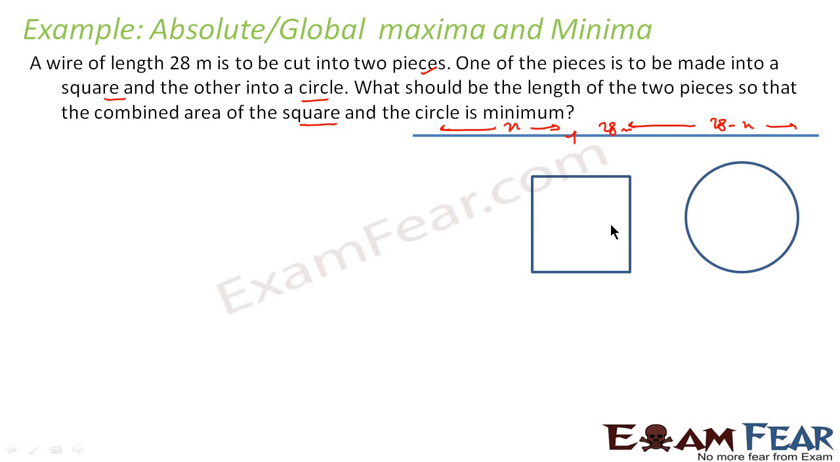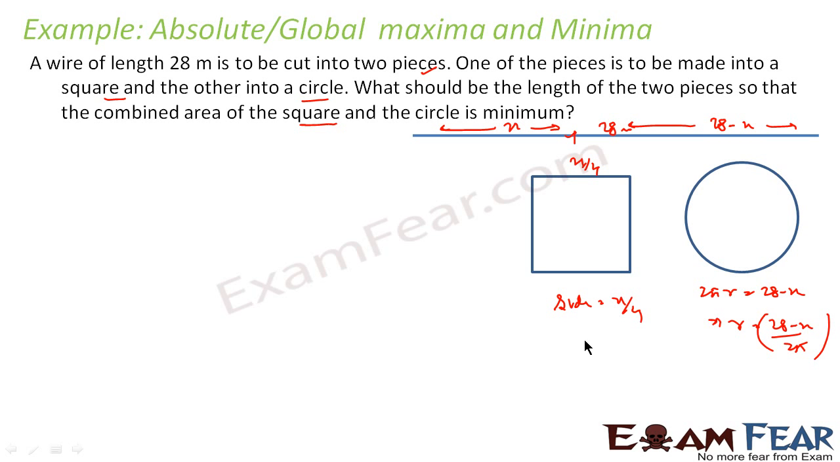Now if I make a square with this, each side will be x by 4 because the total length is x, and for the circle my circumference will be 28 minus x. So my radius here will be (28 minus x) by 2 pi. Correct? And here my side will be x by 4.